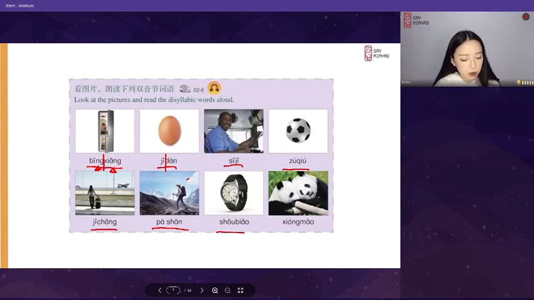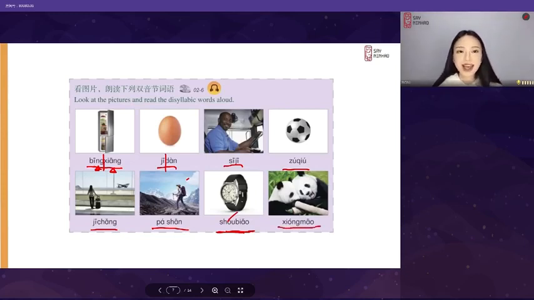And anybody still remember the rule we've learned in last lesson? The tone sandhi rule for two third tone words. When there are two third tones in one word, what should we do? We should change the first third tone into second tone, right? So actually for 手表, we should read them as 手表, right? Don't forget about the knowledge we've learned last lesson, okay?